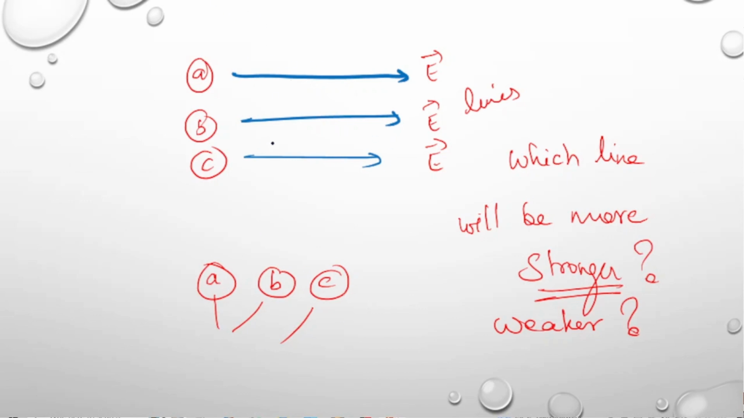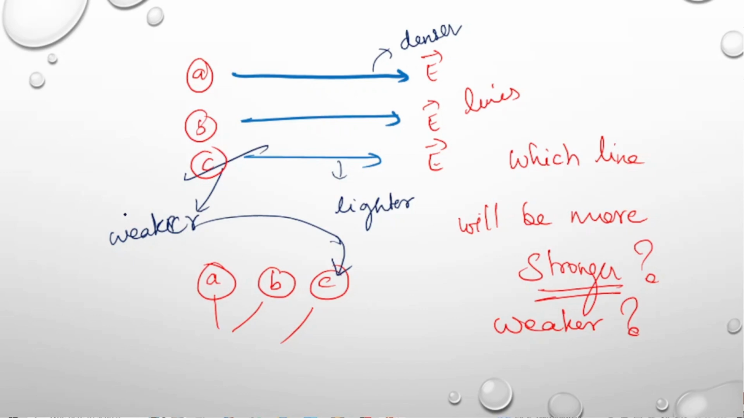Which one is more denser? This one is more denser. Which one is more lighter? This one is more lighter, right? The lighter one will have the weaker field strength. So your C is going to have the weaker field strength, and your A is denser, therefore it is going to have a stronger electric field. So those who have said A for stronger and C for weaker, congratulations.